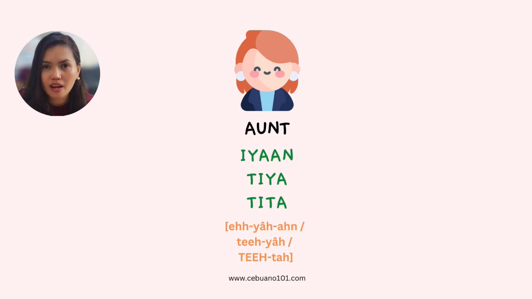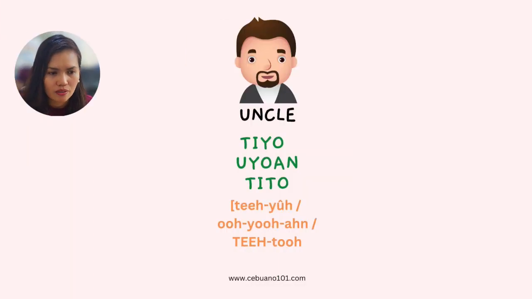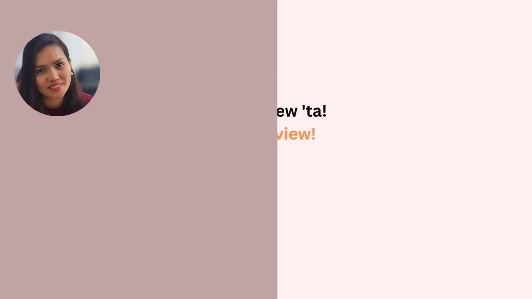Next one, we have uncle, uyuan. Okay. Uncle, the same with the aunt. We have 3 words for uncle as well. So uncle is uyuan, next is tio, and the last one is tito. For me, I usually use tito if I address my uncles, okay, or to, tito or to.